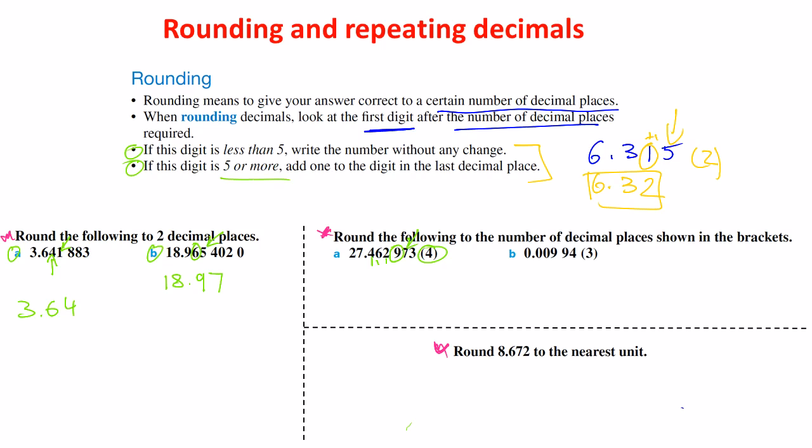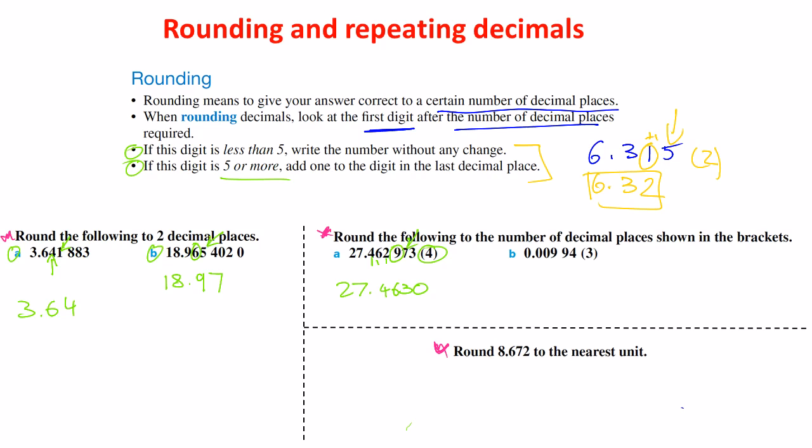Think of this almost as 29. I'm adding 1 to 29, and that's going to make it 30. So it's going from a 9 to a 10. So the answer here would be 27.463. Don't forget the 0 there, because remember, we're going to 4 decimal places.